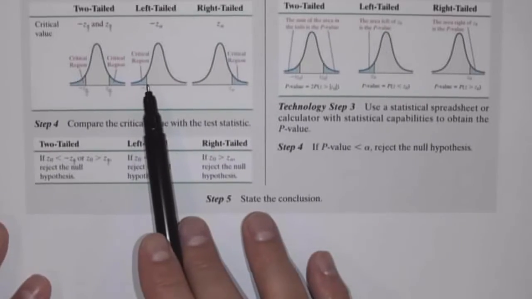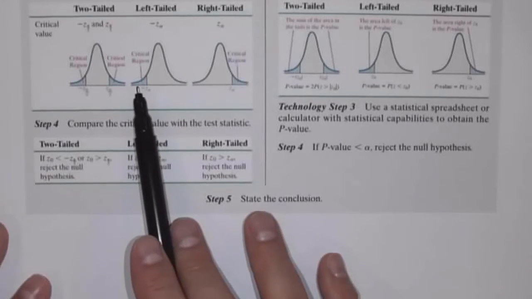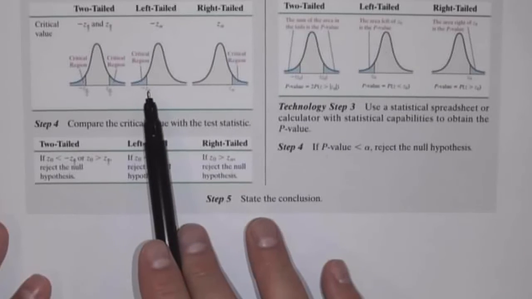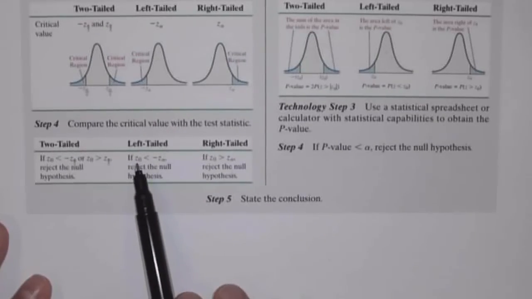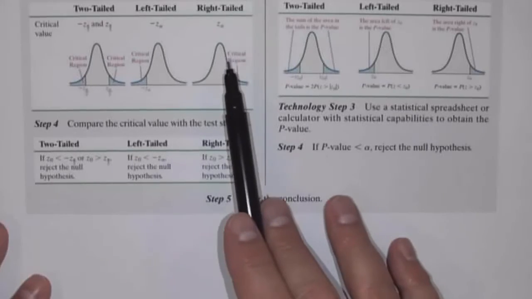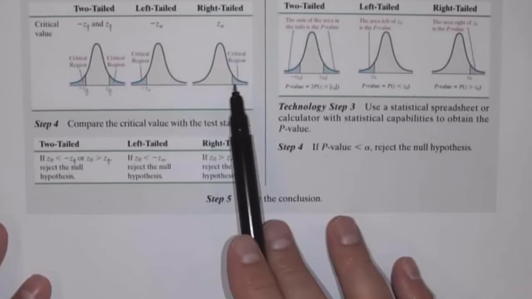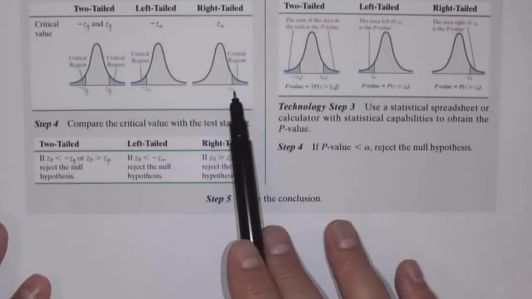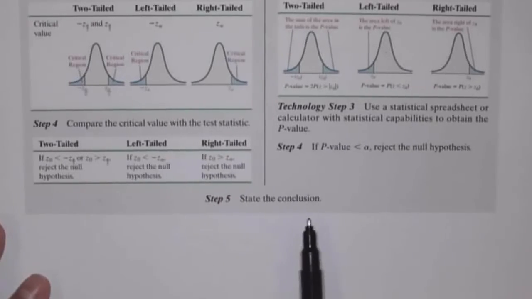If we're doing a left-tailed test, then the only way we'll reject is if the test statistic is to the left of the critical value, which will be negative in a left-tailed test. So if z0 is less than the critical value, we'll reject the null hypothesis. If it's a right-tailed test, we'll have a positive critical value. And if our test statistic is bigger than that critical value, then we'll reject the null hypothesis. We can state a conclusion.